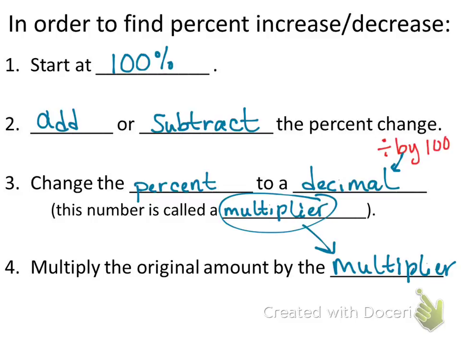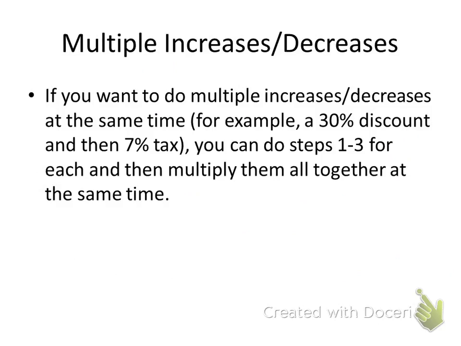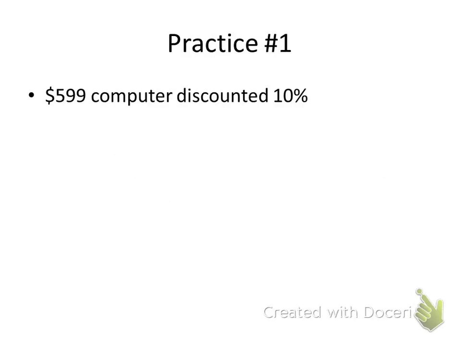Okay, so we have 5 examples that we're going to go through. We already talked about that day 1, day 2. But remember, if we're going to do multiple increases or decreases, like right here, how many percent changes do you have? 2. So how many multipliers are you going to have? 2. So how many times are you going to have to repeat steps 1 through 3? 2. You can actually have more than that too, up to 3 or 4 or 5. It depends on how many times you're going to change that increase or decrease.